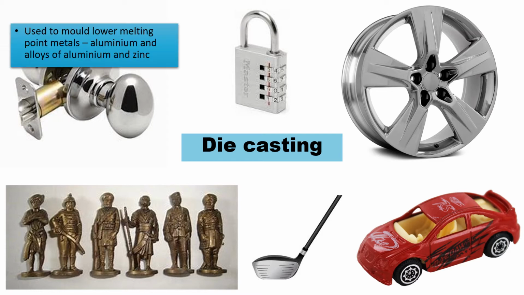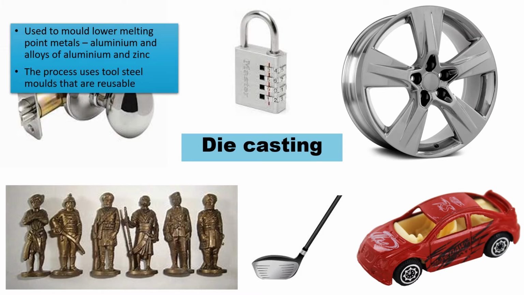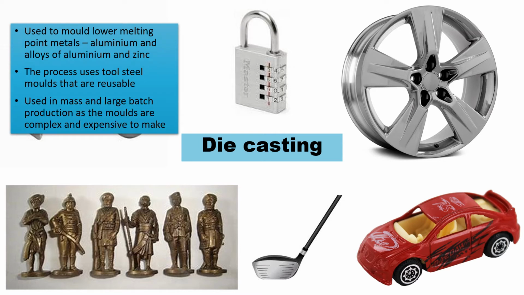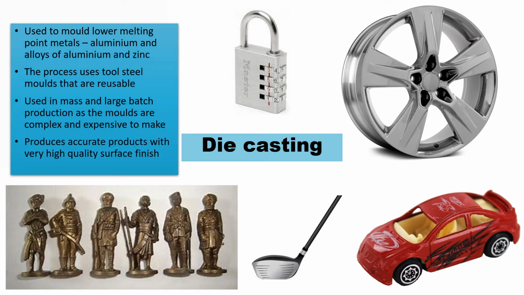So die casting uses low melting point metals such as aluminium and any alloys of aluminium and zinc. The process uses tool steel molds that are reusable and extremely strong, so they could be used hundreds of times without showing wear or damage, which is why they're used in mass and large batch production, as the molds are complex and expensive to make, so they want to get their money's worth out of them.